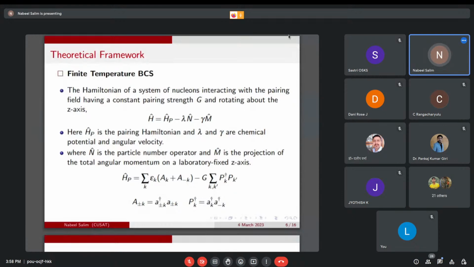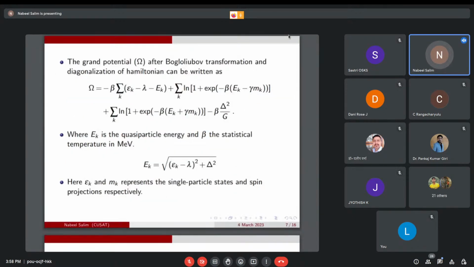Next, with the Hamiltonian, after diagonalizing it and after the Bogoliubov transformation, we get the grand potential omega as shown here. By minimizing... All this we have seen.